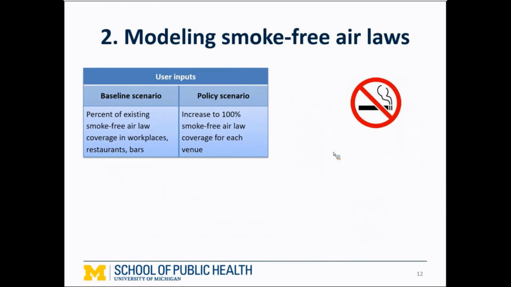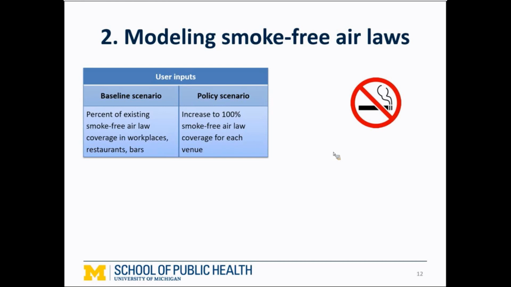Then we also need the user to provide us with information about what kind of smoke-free air law they're proposing to implement. So a comprehensive law would cover all three venues, but other laws that they're considering might prohibit smoking in workplaces and restaurants, but not bars. We model the greatest impact of smoke-free air laws in workplaces, followed by restaurants and then by bars.